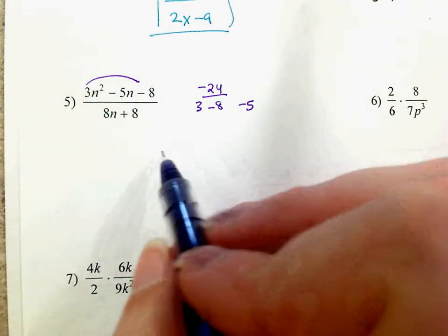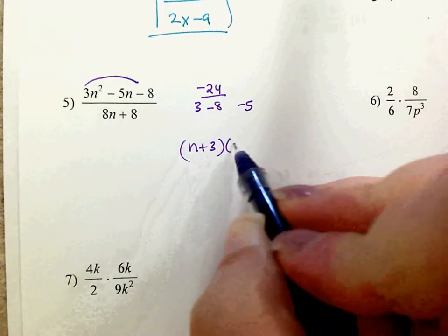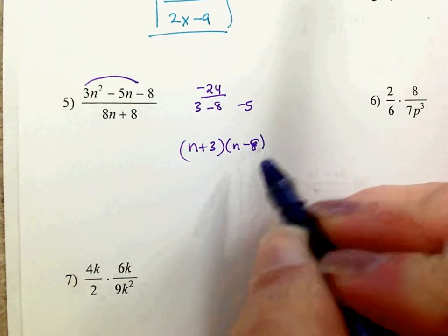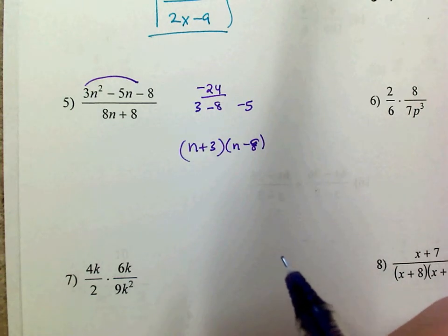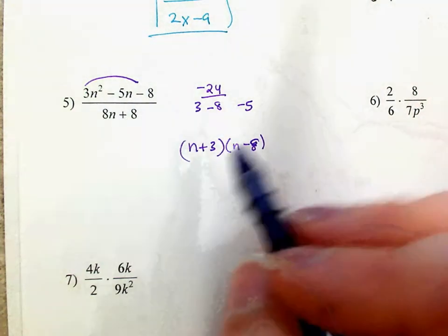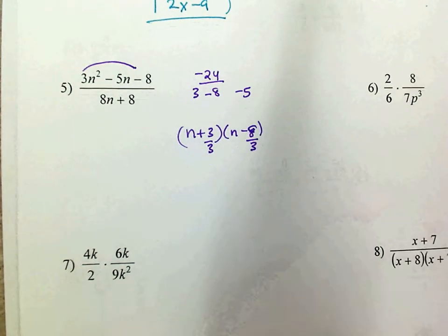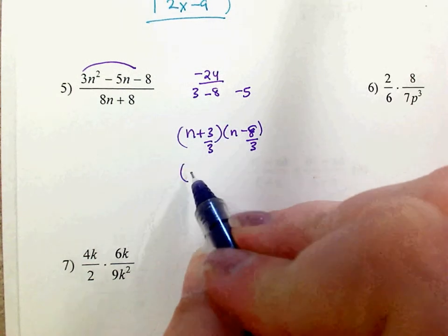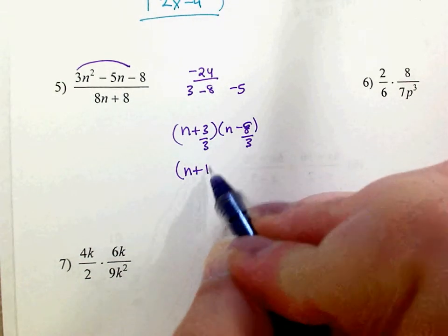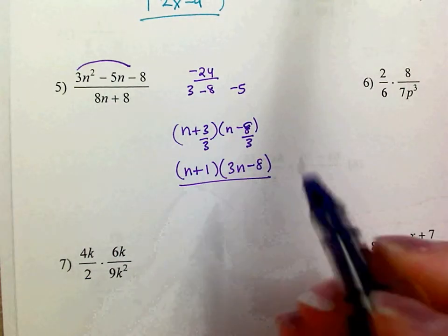Okay, so I'm going to go ahead and say n plus 3 and n minus 8, but am I done with factoring the numerator? You got to remember to do what? Right, you have to divide by. Okay, so this one will just be n plus 1, right? And that one will be perfect. Okay, now, so there's my numerator.